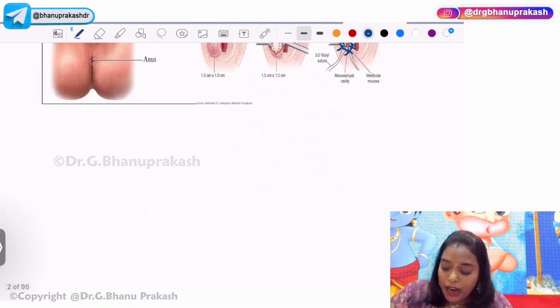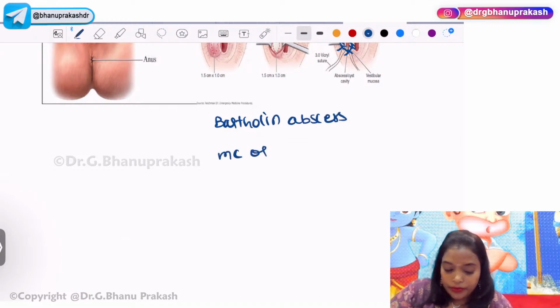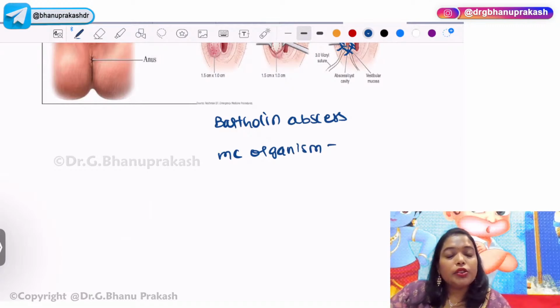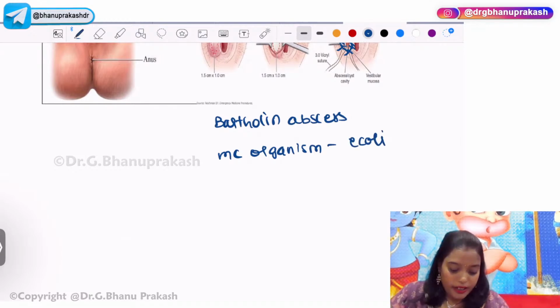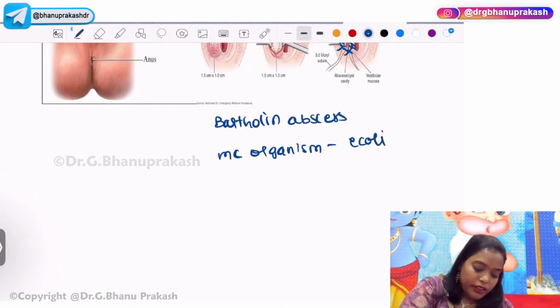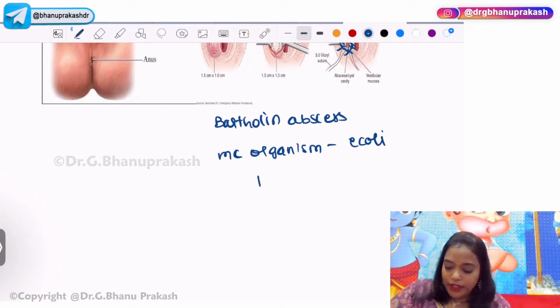if you have Bartholin abscess that is infected, what is the most common organism which causes Bartholin abscess? So the most common organism which causes the Bartholin abscess is E. coli. For Bartholin abscess, it is E. coli followed by gonococci.